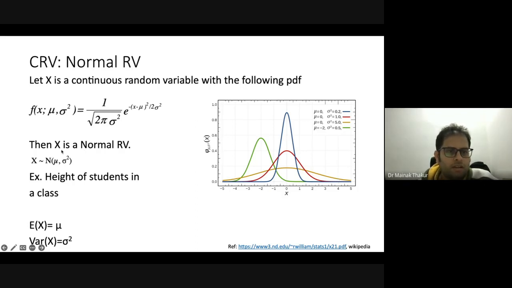So then x is a normal random variable. x follows normal mu sigma square, like that we write. There are two parameters. Of course, expectation of x is mu and variance of x is sigma square, as expected. You can calculate expectation and variance from this formula also. This will be a little bit difficult calculation, but in any standard probability book you can see how these are calculated. Integration is required.